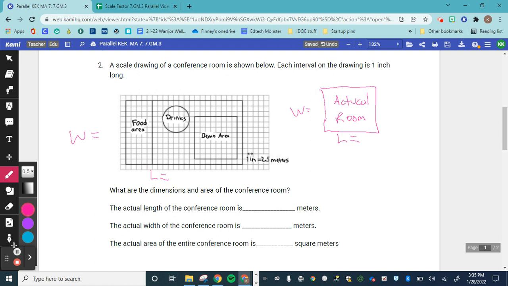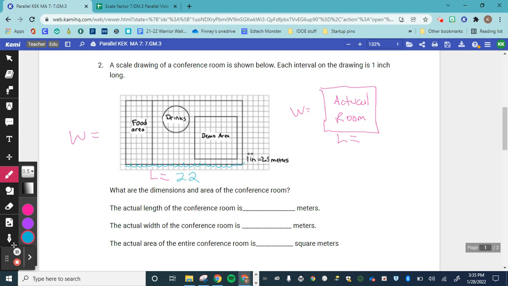As I know, when we have to find two different dimensions, we're going to have to set up two different proportions. But first, I need to find the lengths and widths on our drawing by counting how far apart these are. Remember, when you count, you do not start here. That's 0. So I'll count 1, 2, 3, 4, 5, 6, 7, 8, 9, 10, 11, 12, 13, 14, 15, 16, 17, 18, 19, 20, 21, 22.